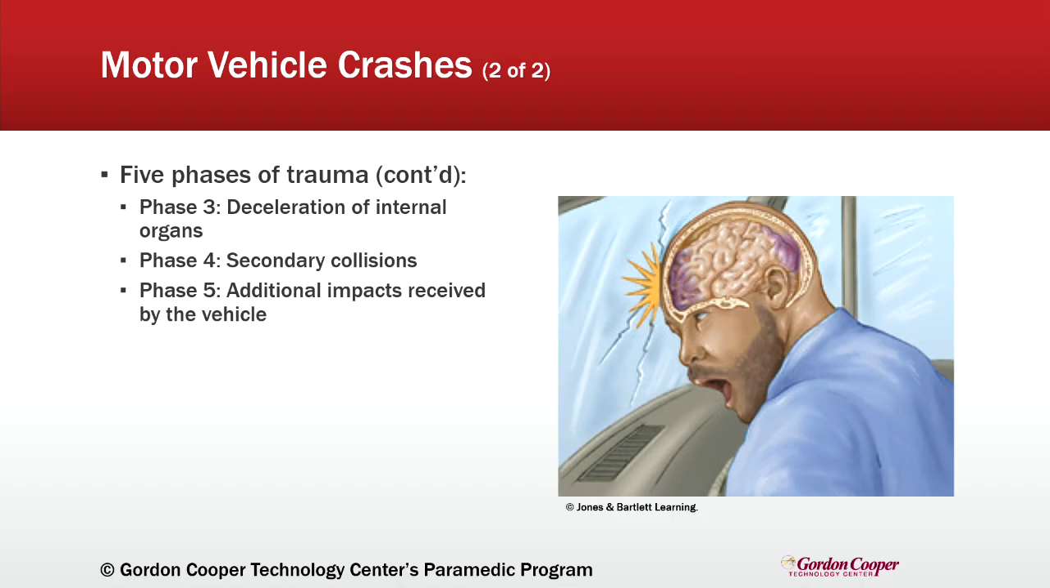Phase three is the deceleration of internal organs. This occurs when organs continue to move forward until they're stopped by an anatomical restraint, which can cause tearing or shearing injuries depending on the organ. And then the secondary collision happens when the occupants are struck by objects moving inside the vehicle, such as the box they were taking to Goodwill that was sitting in the back seat, and they get clobbered by a box of old junk that they didn't want. These oftentimes lead to severe head and spinal injuries as well.